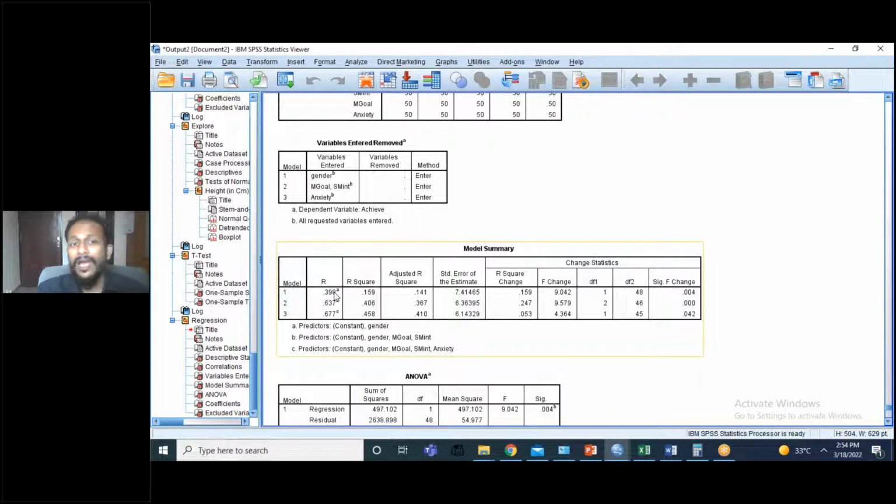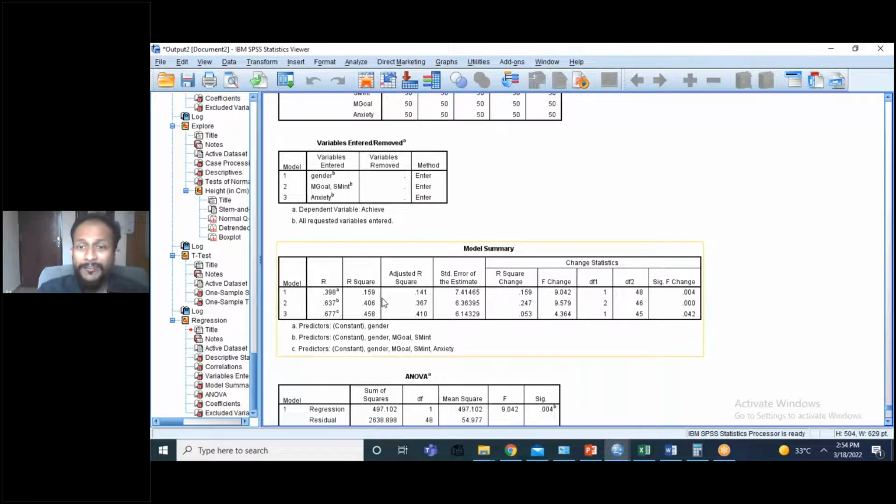Now here R square is nothing but the percentage of explanation that a particular independent variable gives for the dependent variable. What is the dependent variable here? The dependent variable is achievement. So 0.159, you just have to multiply by 100. That means 15.9. So what is the explanation for this?